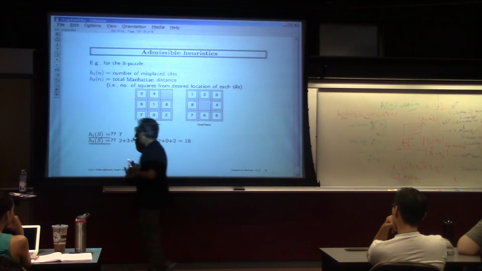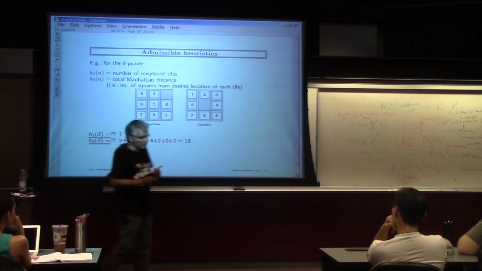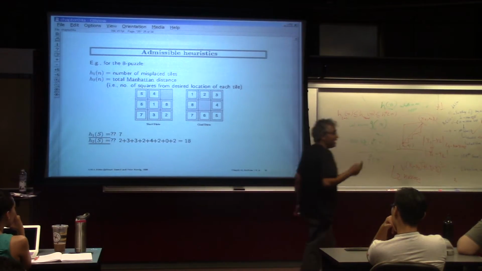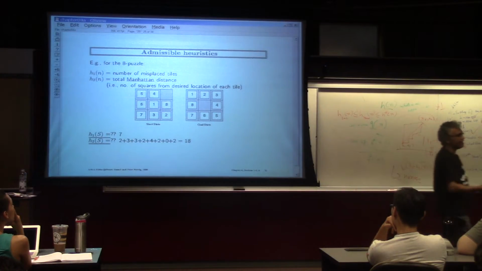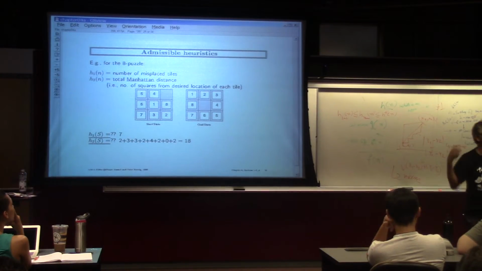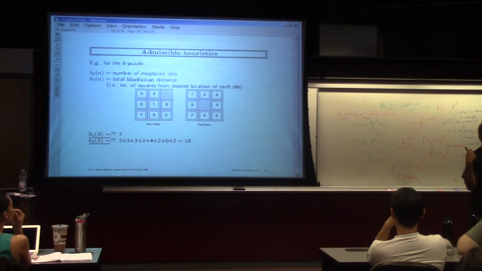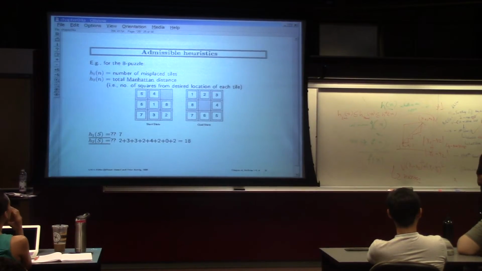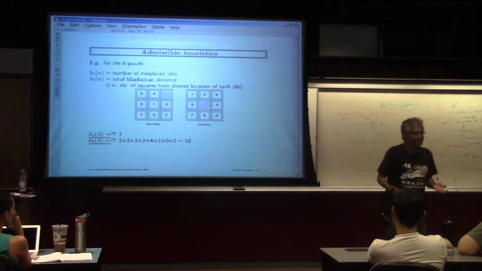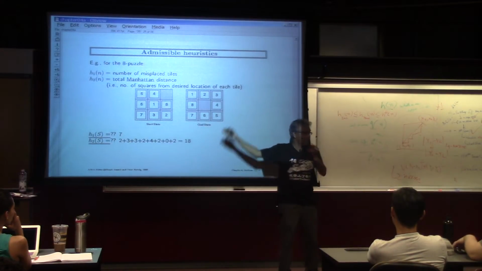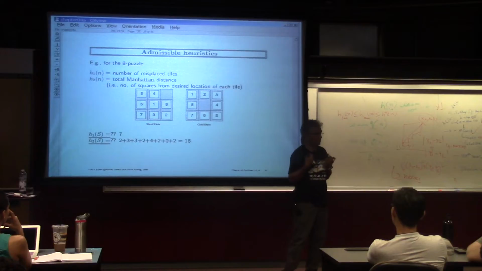The next thing I'll do is, instead of just counting the number of misplaced tiles, I'll count for each misplaced tile how far it is from its intended position in the goal state. You understand what I'm saying? How far it is from its intended position in the goal state. The distance now, rather than use Euclidean distance, is meant to be Manhattan because it's grids, columns and rows.